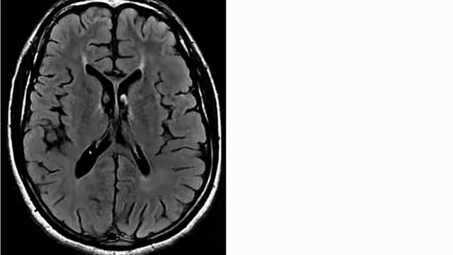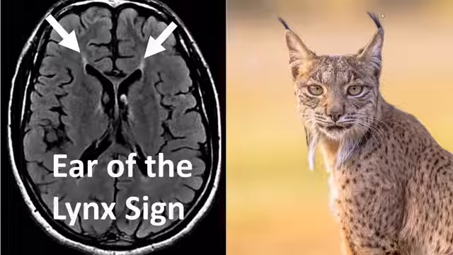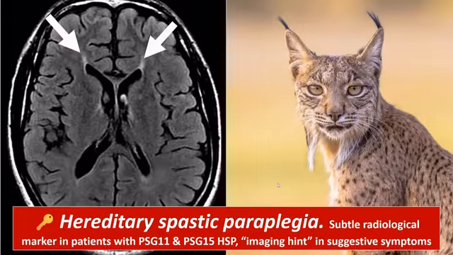This is also a very subtle sign described in a rare disorder. This is the ear of the lynx sign. So we see these areas of signal increase on this FLAIR image next to the frontal horns of the lateral ventricles. These look a bit like these fluffy whiskers or hairs on the ears of this magnificent lynx. And this is a sign that can be seen in hereditary spastic paraplegia.